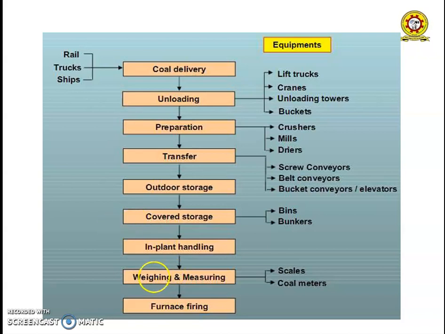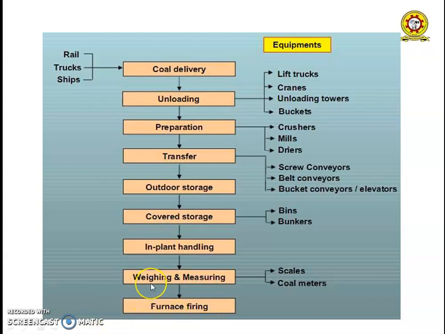And next one is in-plant handling. Though primary preparation and cleaning are already discussed, should be done in the coal phase. But in case it is not done, it should be performed in the plant with final preparation. The cleaning and the primary preparation equipments used are crushers, sizers, dryers and magnetic separators.